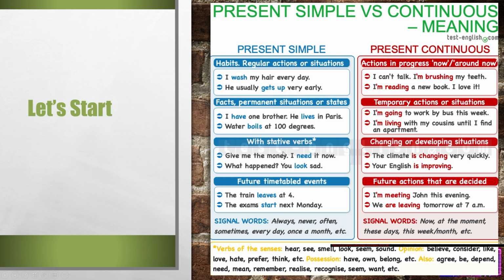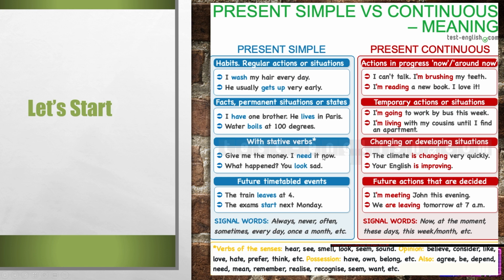Next, with stative verb, we use present simple with stative verb. For example, give me the money. I need it now. What happened? You look sad. Okay, for present continuous, we use it for changing or developing situation. Dia berubah. Situasi yang berubah. The climate is changing very quickly. Your English is improving.